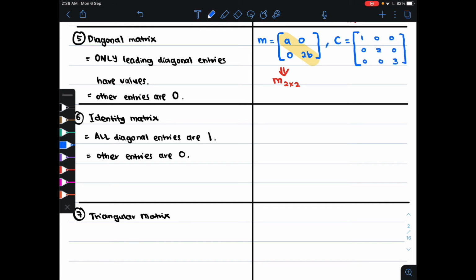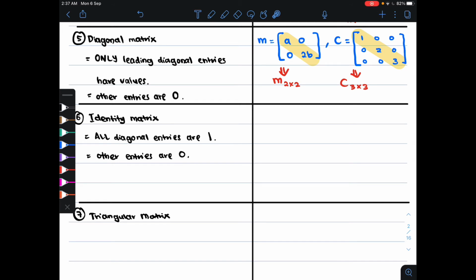We can also have matrix C, which is 1, 0, 0, 0, 2, 0, 0, 0, 3. And you can see that only the leading diagonal have entries. Other than that, all the other entries are 0. And you can see that matrix C is a 3 by 3 matrix.